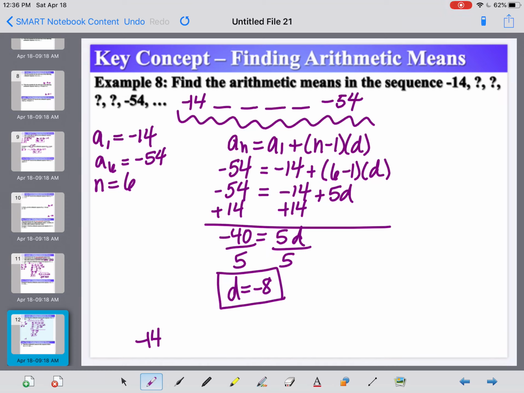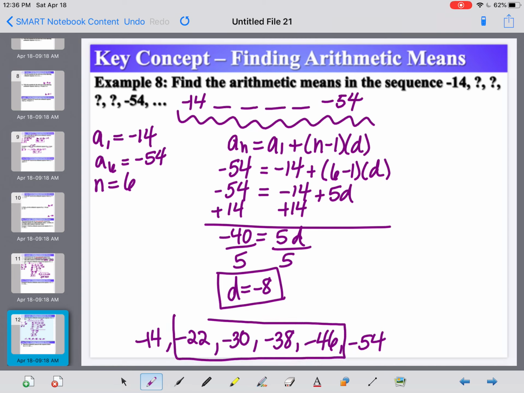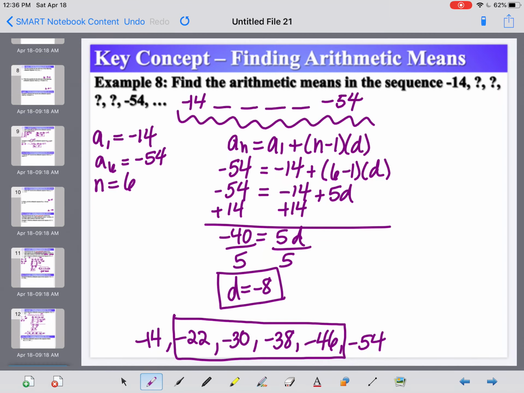We have to apply it to our sequence. So we're subtracting 8. And we want to make sure that we mathematically arrive at -54 as our last term.